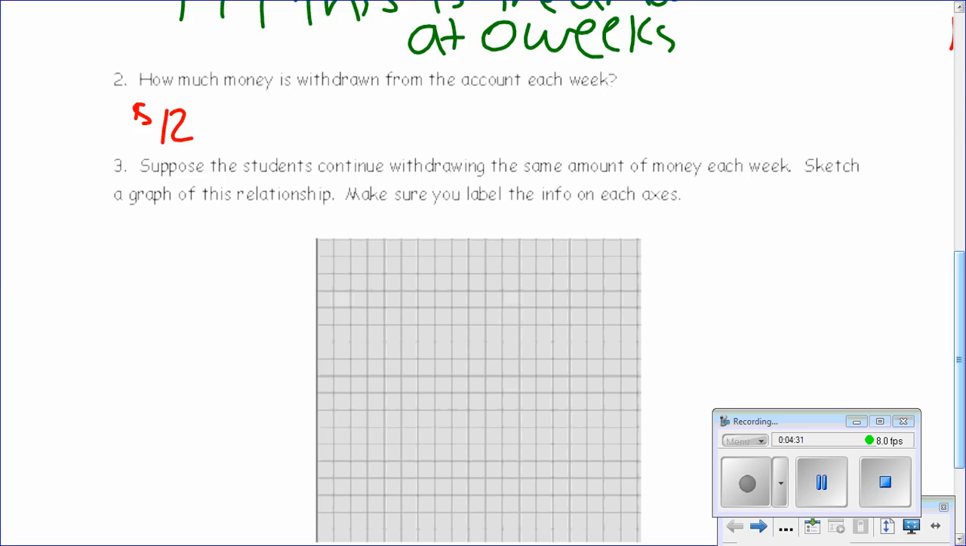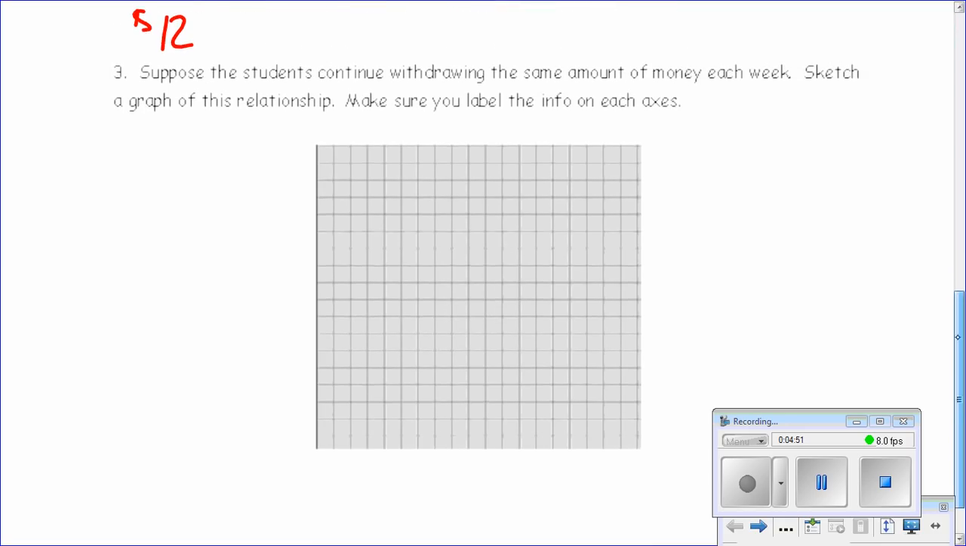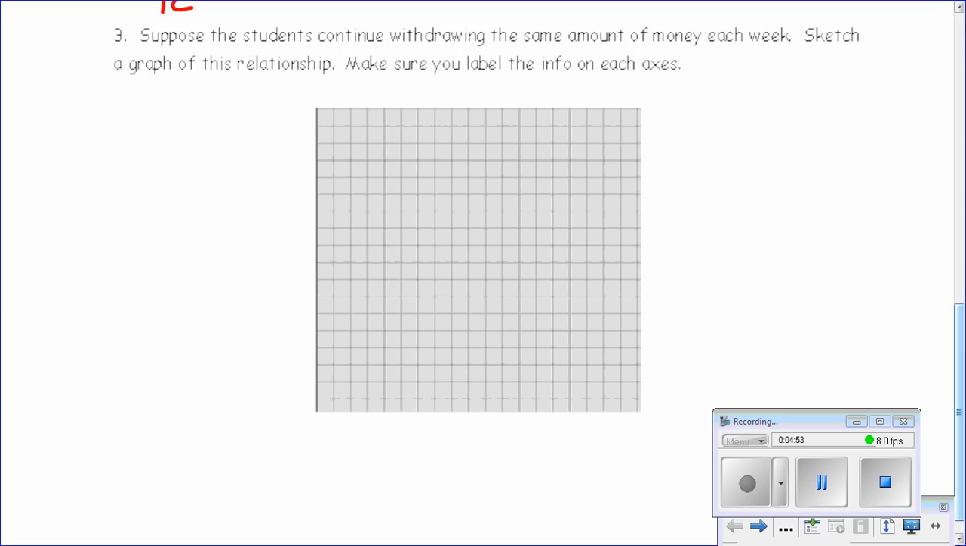For 3, it says suppose the students continue withdrawing the same amount of money each week. So we know that Ava just told us they're taking out $12. So suppose they're taking that out each week. Sketch a graph of this relationship. Make sure you label the info on each axis. Okay, so first we got to create our axis. We're going to have 0 down here.